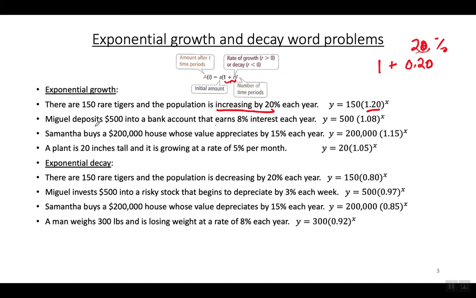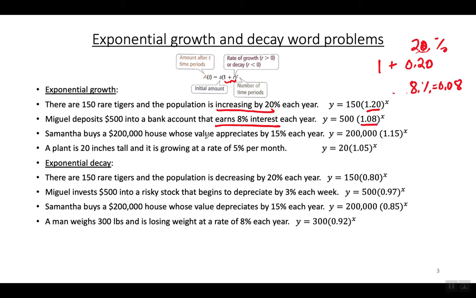Over here on this one, Miguel deposits $500 in a bank account and he earns 8% interest each year. Change the 8 to a decimal. So 8% becomes 0.08. Again, the decimal point is here, and I have to move it 2 spots to the left. So it becomes 0.08. And when I add that to 1, it becomes 1.08.